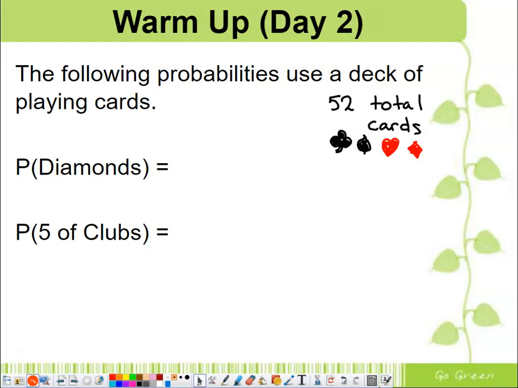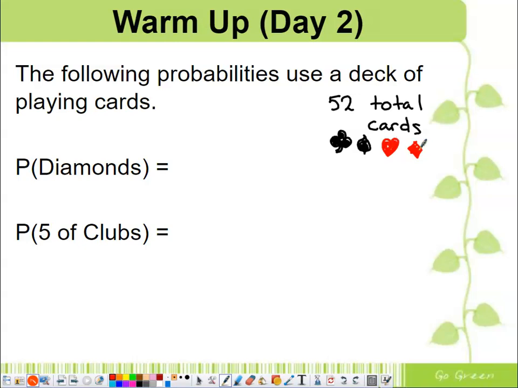The following probabilities use a deck of playing cards. So we need to determine what is the probability that I select a diamond out from a standard deck of playing cards. The first thing that we have to know is that a standard deck has 52 total cards. So we have 4 different suits. We have clubs, spades, hearts, and diamonds, right?